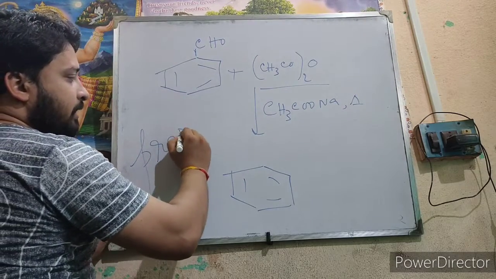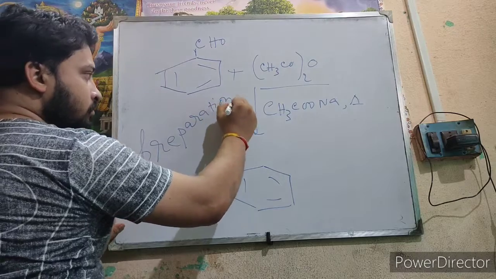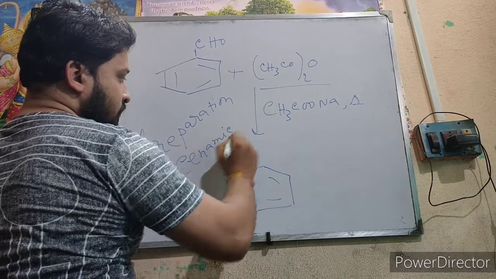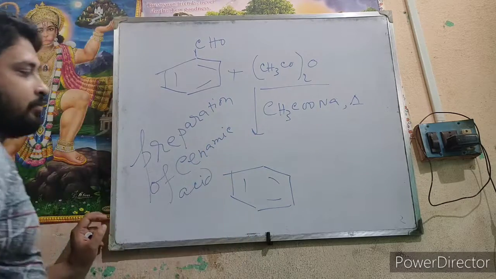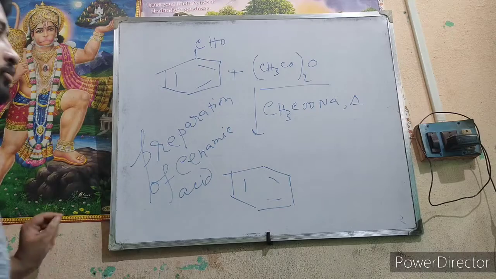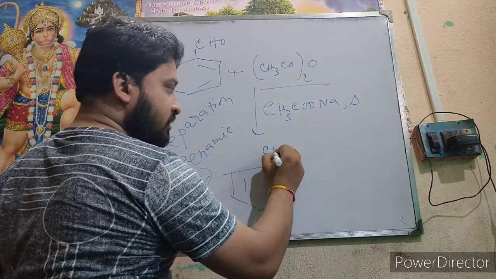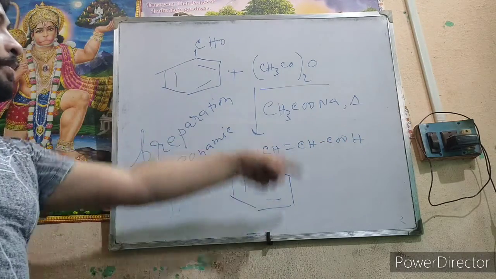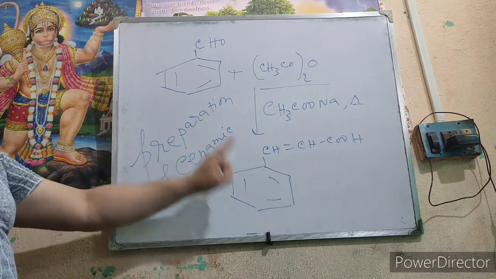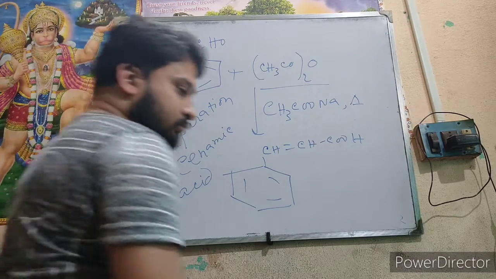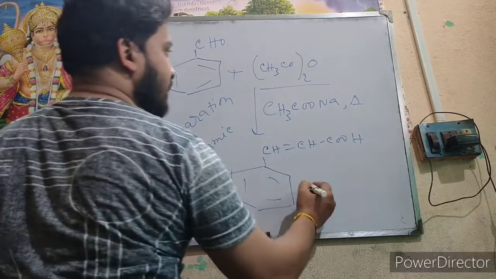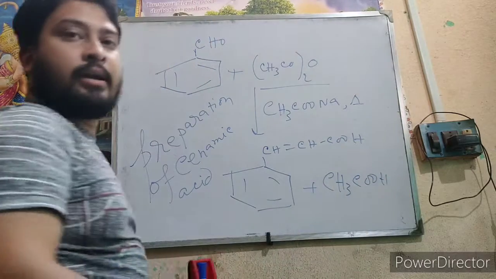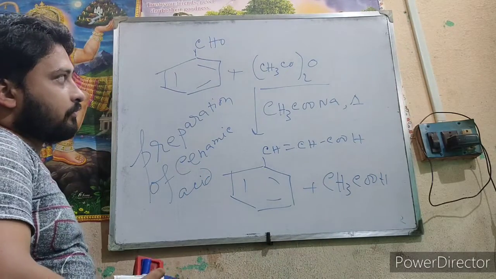This is the preparation of cinnamic acid. So you get cinnamic acid, CH=CH-COOH. This is the preparation of cinnamic acid, benzaldehyde to cinnamic acid. As a side product, CH3COOH.